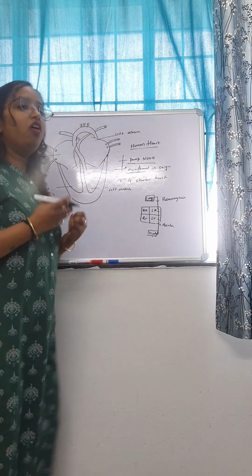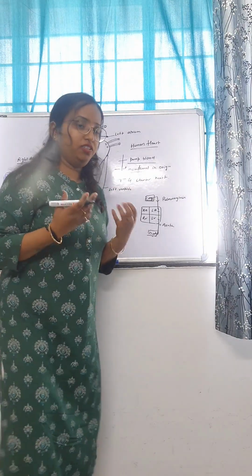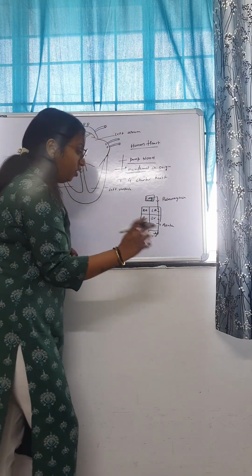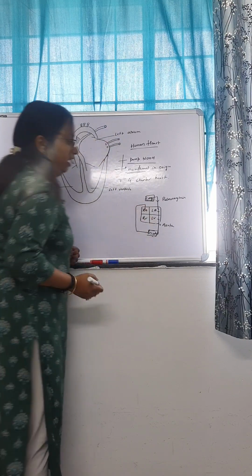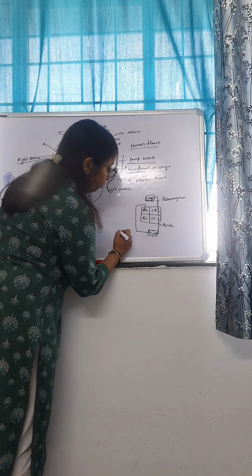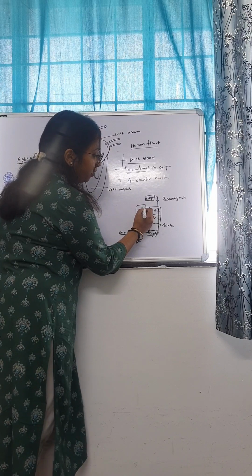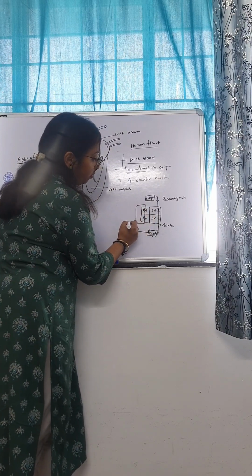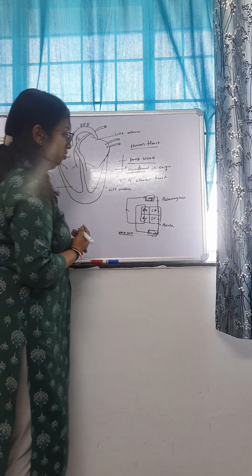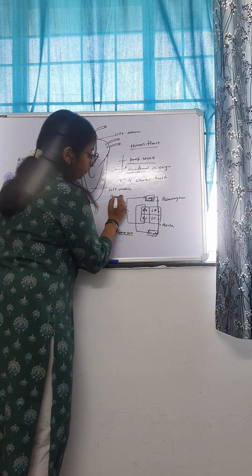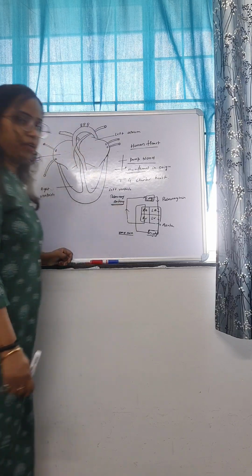Now all the cells of our body use oxygen, right, and leave out deoxygenated blood. So all the deoxygenated blood from the body will go into the right atrium. Through what? Through the vena cava. And from the right atrium blood goes into the right ventricle, and from the right ventricle blood goes into the lungs for oxygenation. This one is the pulmonary artery.